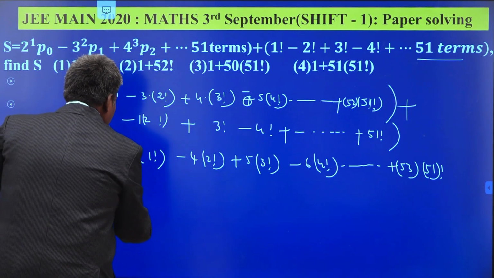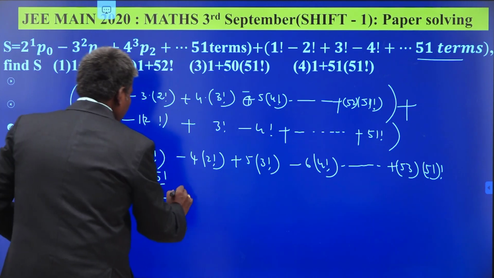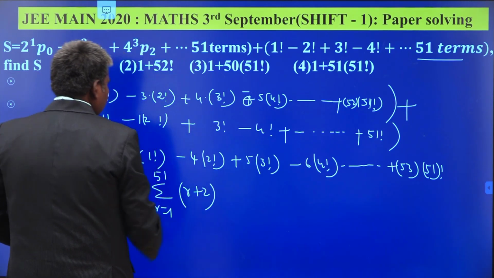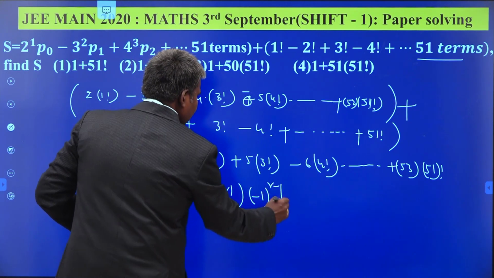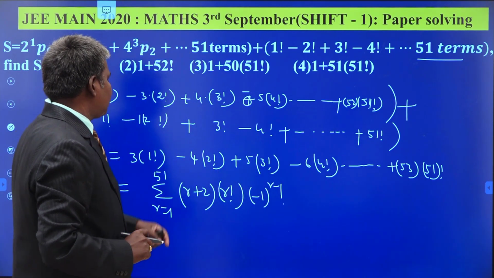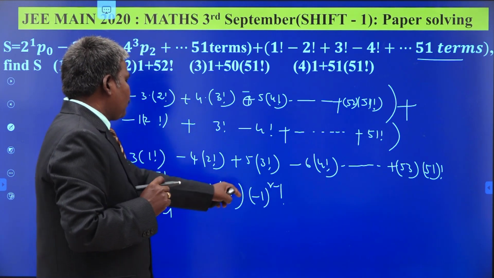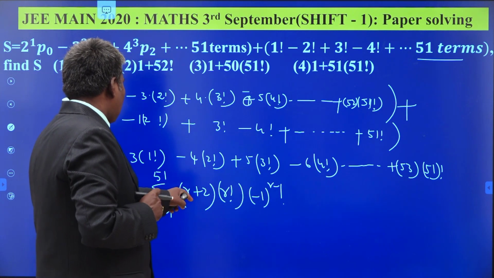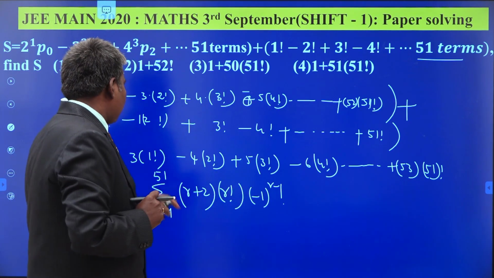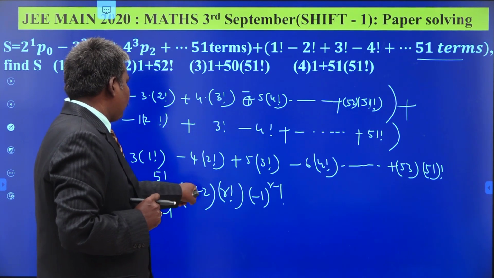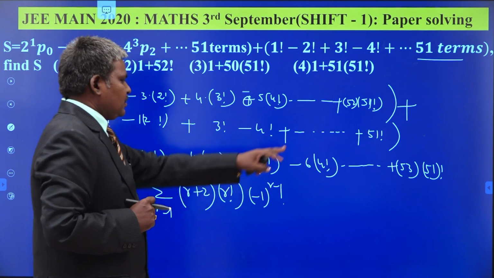This is nothing but sigma r is equal to 1 to 51 of r plus 2 into r factorial into minus 1 whole power r minus 1. Am I correct or not? First term is positive. For r is equal to 1, r minus 1 becomes 0, minus 1 power 0 is 1. Now 1 plus 2, 3 into 1 factorial. So everything exists up to 51. 51 plus 2, 53 into 51 factorial, minus 1 power 50 is there, that is plus.